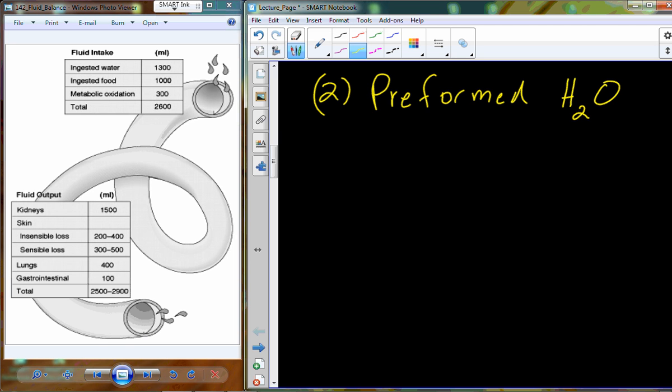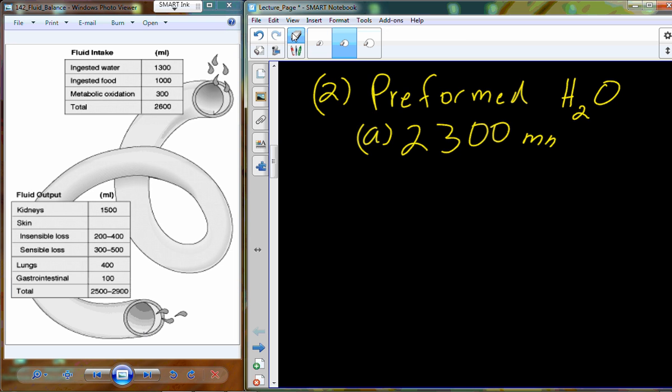Okay, so preformed water. Metabolic water was about 200 milliliters per day. This is the remaining 2,300 milliliters per day. So about 2,300 milliliters per day. And this preformed water is going to be the water that we ingest.